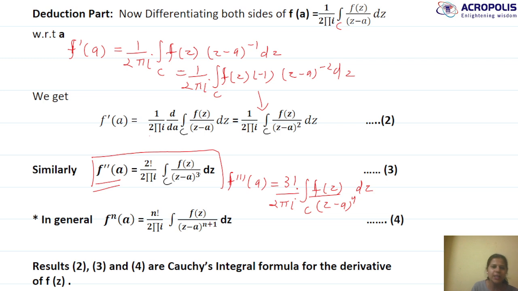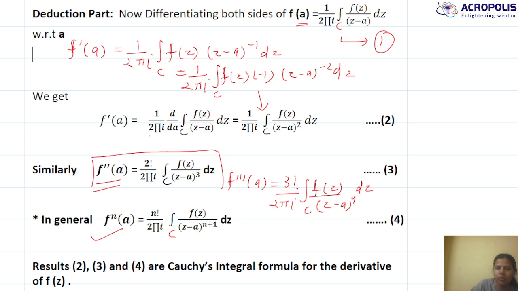Okay, so in general for the derivative part we can write f to the power n of a equals n factorial upon 2 pi i, integration along C of f of z upon z minus a to the power n plus 1 dz. Let this be equation first. This is Cauchy's integral formula to find the value of the function at the point a. The second, third, fourth are the derivative formulas for Cauchy's integral.